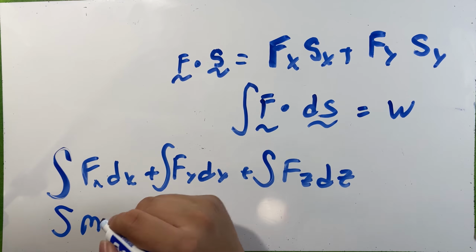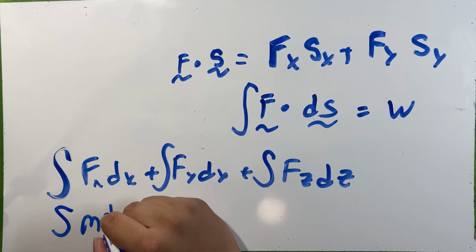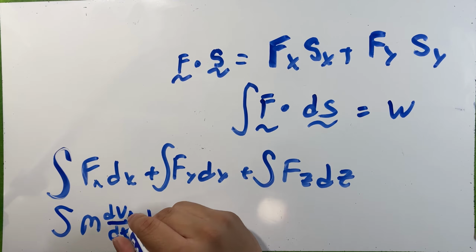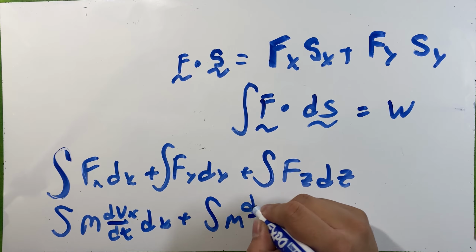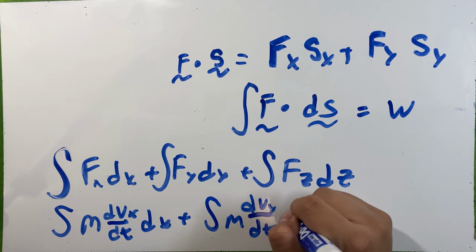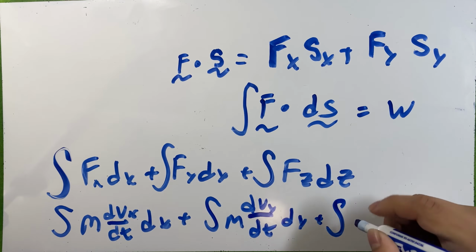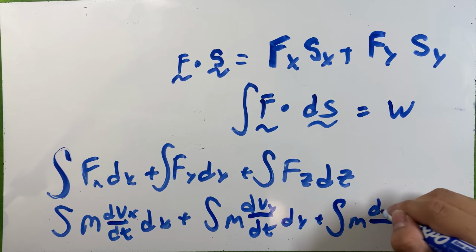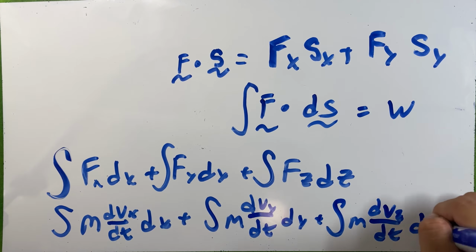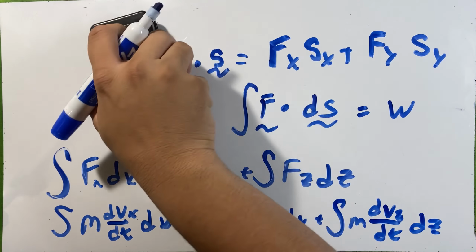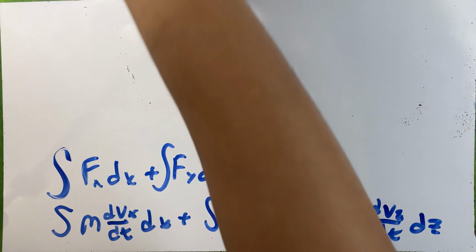So we know that a is actually just dv/dt, right? So we get the integral of m dvx/dt dx, plus the integral of m dvy/dt dy, plus the integral of m dvz/dt dz. Well, that's cool. But then what can we do about this?